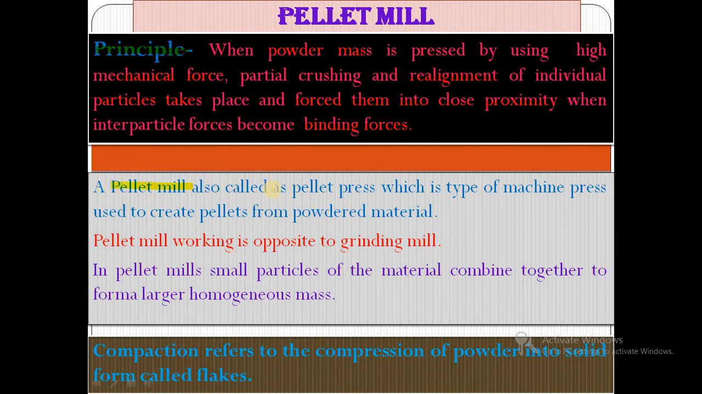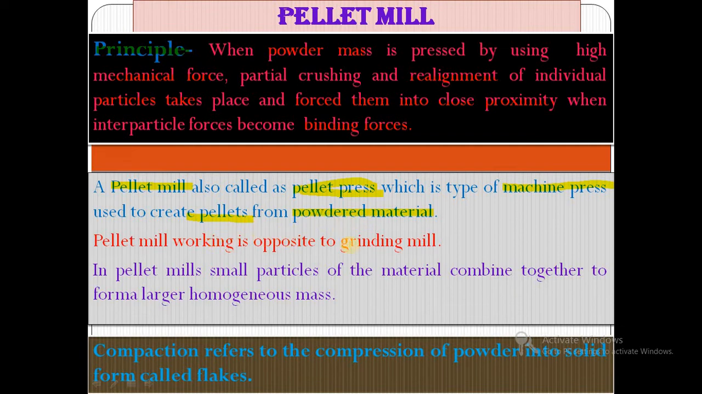A pellet mill is also called a pellet press because pressure is applied, that is, a compaction technique, which is a type of machine press. The principle of pellet mill depends on a machine press, which is not a manual technique. It is used to create pellets from powdered material. That is simply size enlargement. The first technique is the pellet mill. In a pellet mill, fine powder materials are converted into pellets.